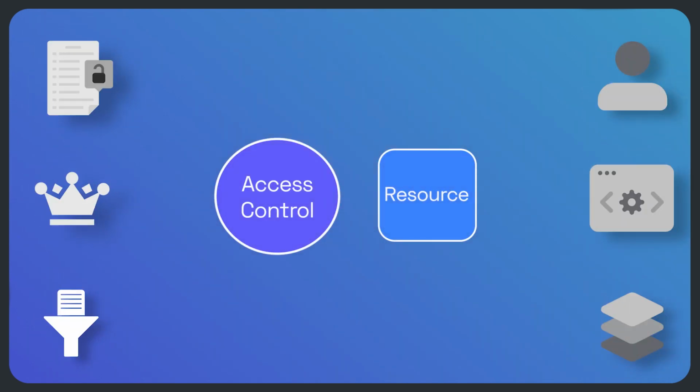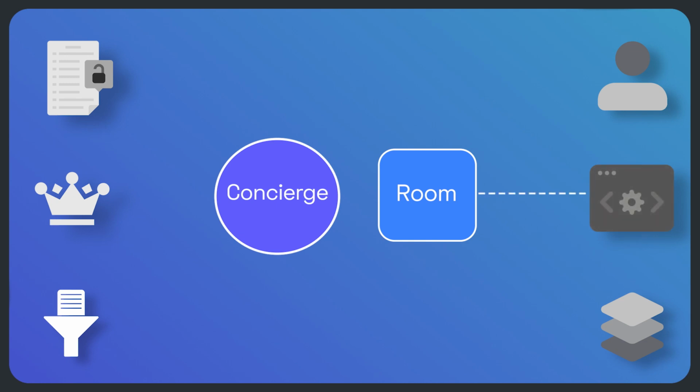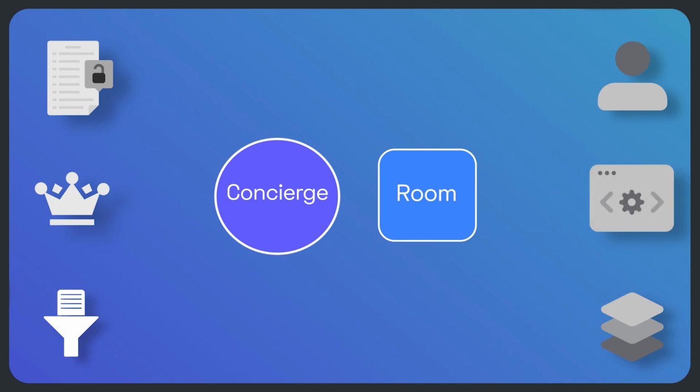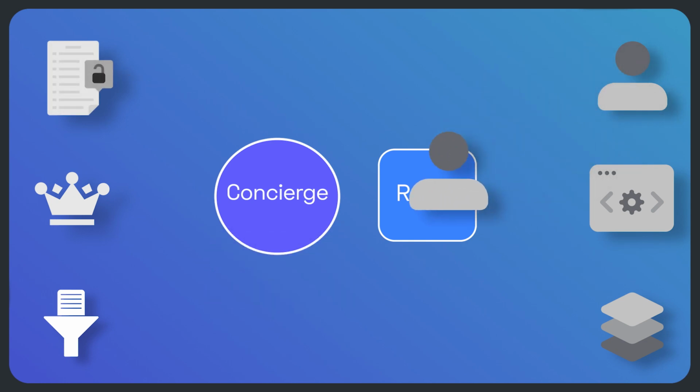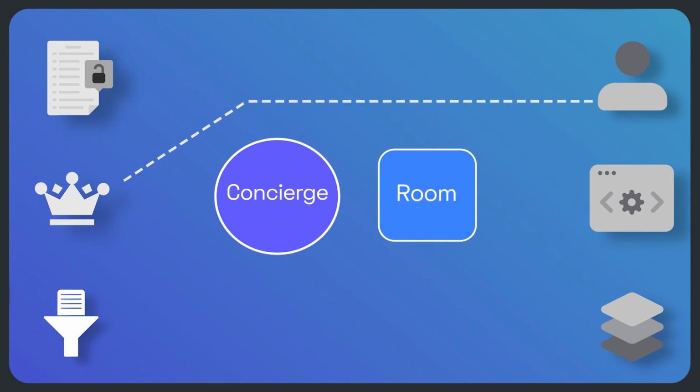Consider the following example. The concierge of a hotel is the entity that supervises the hotel's rooms, the resources, from unauthorized access. Each room has the ability to accommodate one guest, and that's a permission, and a customer is assigned one room, so they have the privilege of being accommodated in that room.